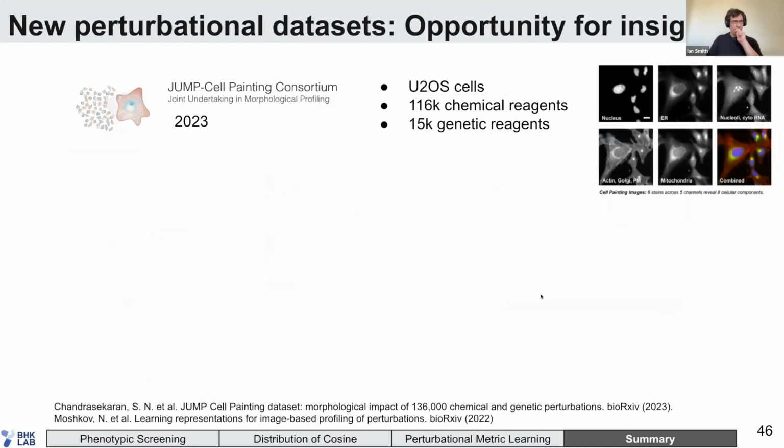There also are new perturbational data sets. The JUMP data set, or the JUMP consortium, which is spearheaded by Anne Carpenter's cell painting group at the Broad, recently released earlier this year a massive data set with over 130,000 unique perturbations. This is a really exciting resource for doing phenotypic screening.